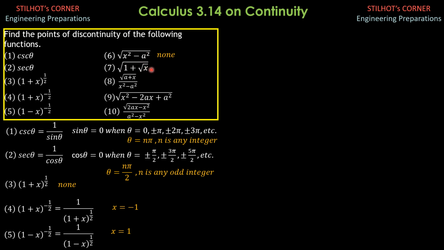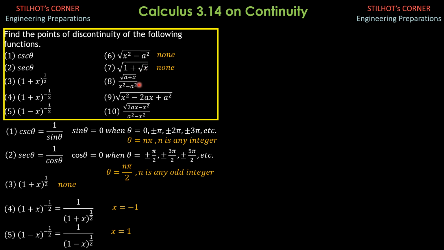Number 7 also, there's no denominator. And therefore, it is defined everywhere on its domain, which is x greater than or equal to 0. So this is defined everywhere. Therefore, there's none also within its domain. Defined everywhere within its domain, which is x greater than or equal to 0.